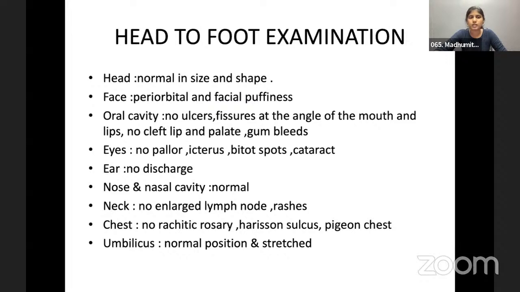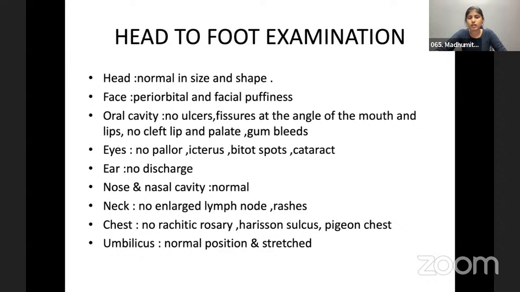Head examination: head normal in size and shape. Face, periorbital and facial puffiness is seen. Oral cavity, no ulcer, no fissures at angle of mouth and lips, no cleft lip and palate, no gum bleeds. Eyes, no pallor, icterus, Bitot's spots or cataract. Ear, no discharge is present. Nose and nasal cavity is normal.